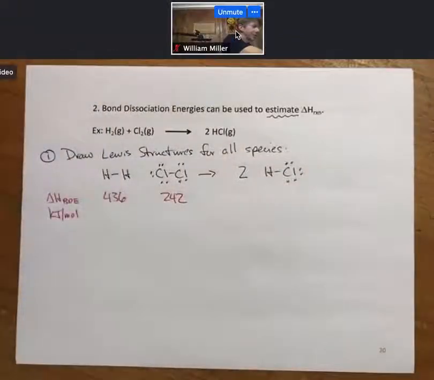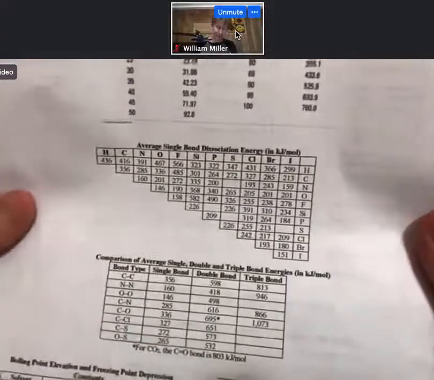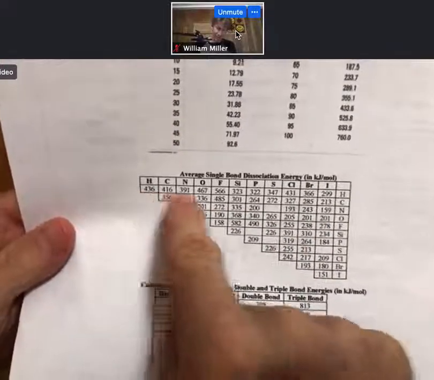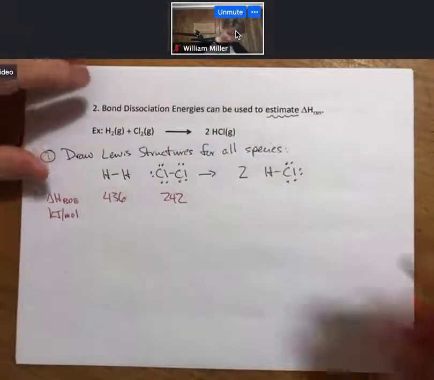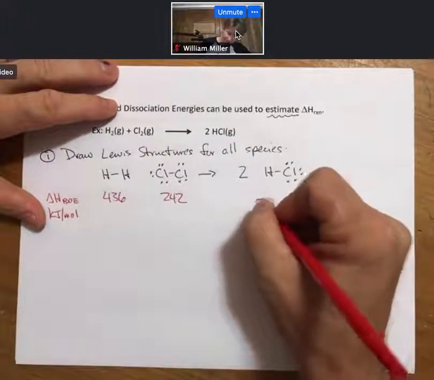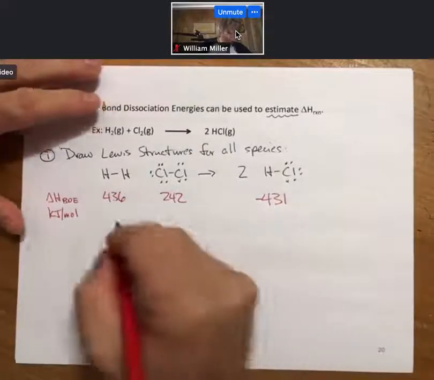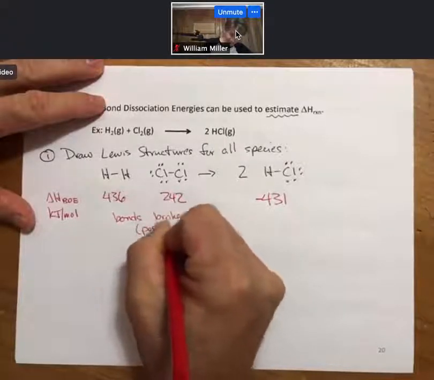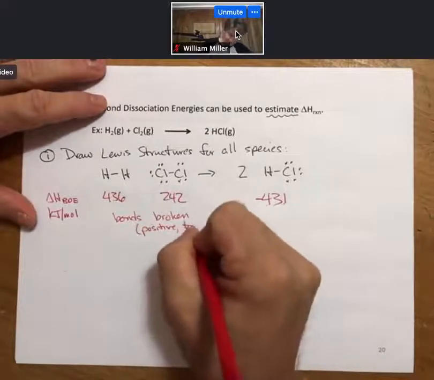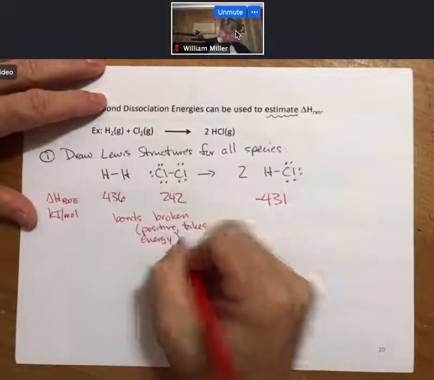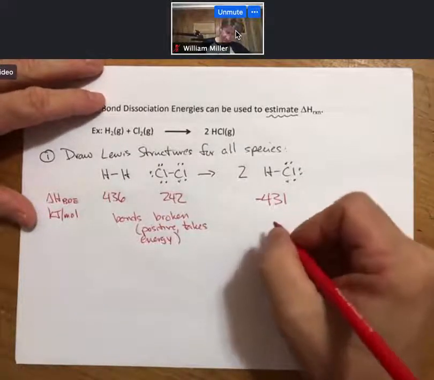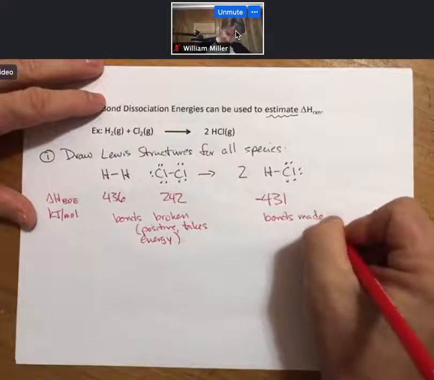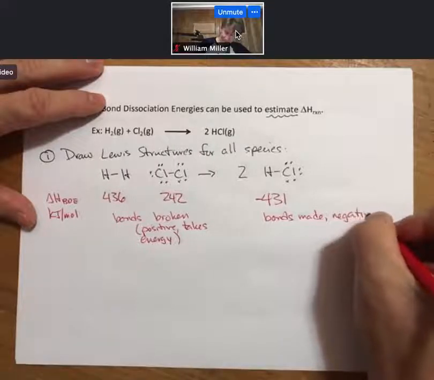Now I have to look on my list for our first heteronuclear bond. Hetero means different, and nuclear means nuclei. So if I look for HCl, I get 431. And now this is a bond that's being made, so it's a negative number. So these are bonds broken, so positive takes energy. And when you make bonds, so these are going to be bonds made, negative releases energy.